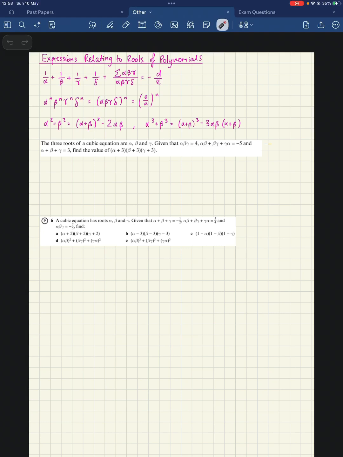Hello, this is Mathematics, and today we are back on roots of polynomials. Today we are doing expressions relating to the roots of polynomials. So let's get into it.